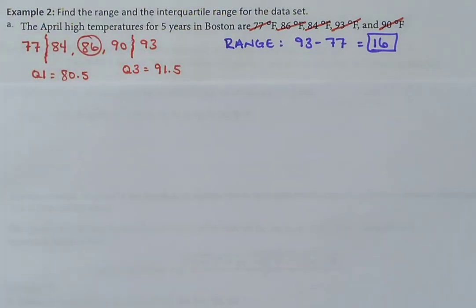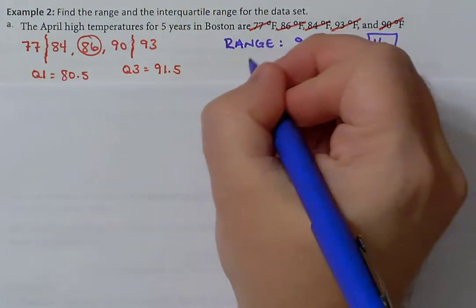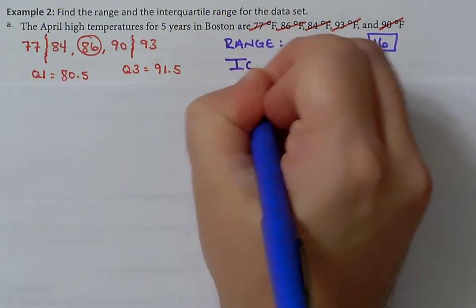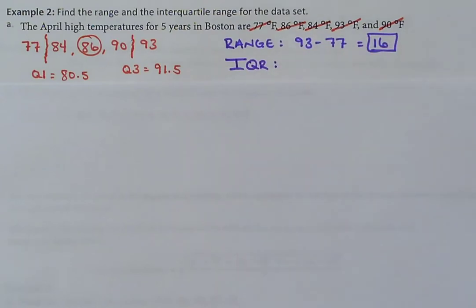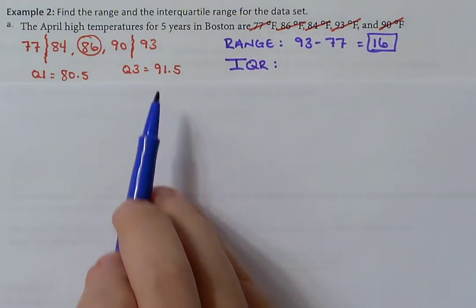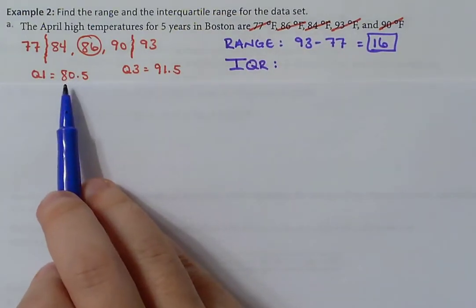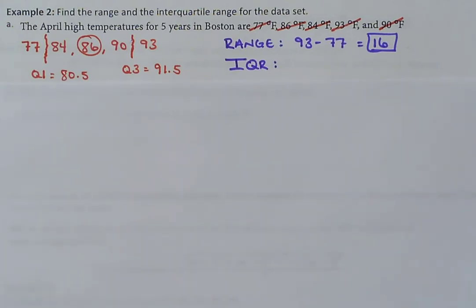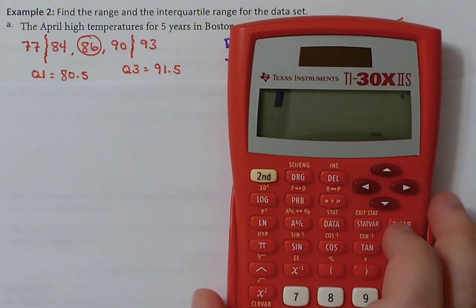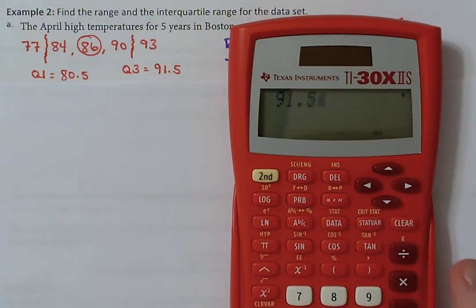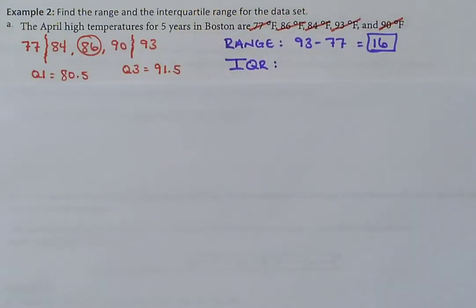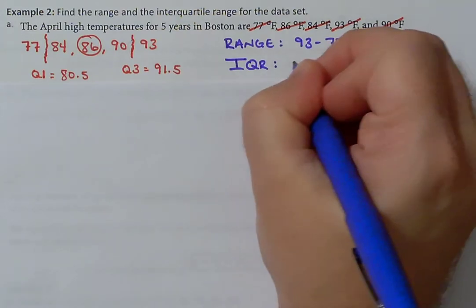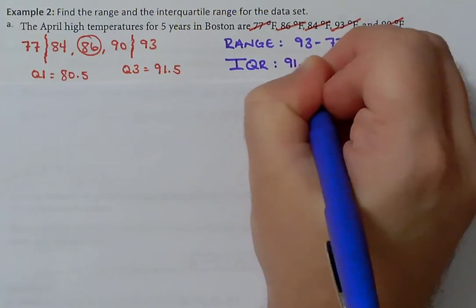So now that I have my first and my third quartiles, to find my interquartile range, or my IQR, what we're going to do is take the third quartile, our 91.5, and subtract our first quartile, which is 80.5. So we take 91.5 and subtract 80.5, and we end up with 11. So 11 is going to be our IQR for this data set.